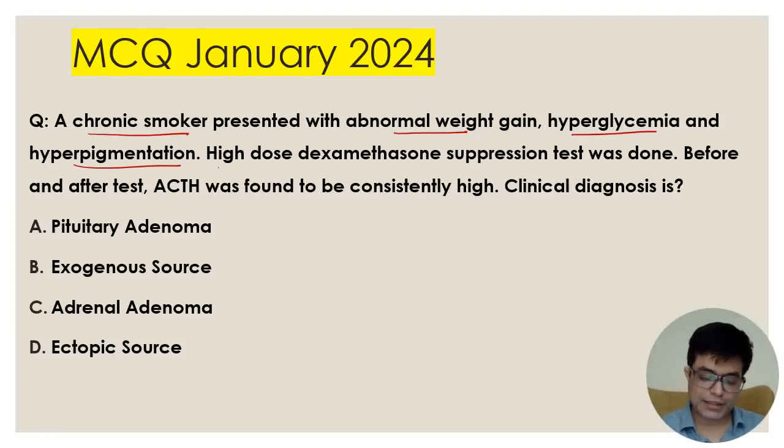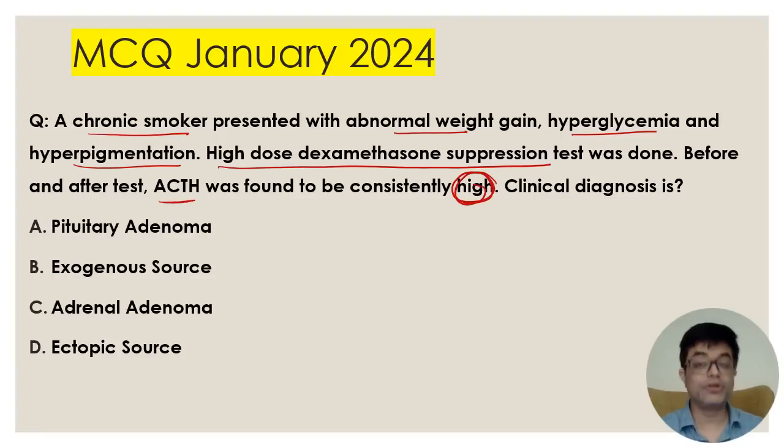High dose dexamethasone suppression test was done. Before and after the test, ACTH was found to be consistently high. I told you, if the high dose dexamethasone suppression test is negative, means it continues to be high before and after, you should always suspect an ectopic cause. And what is the common ectopic cause of ACTH production? Oat cell cancer of lung, and oat cell cancer will be common in a chronic smoker. So clinical diagnosis in the patient is ectopic source.